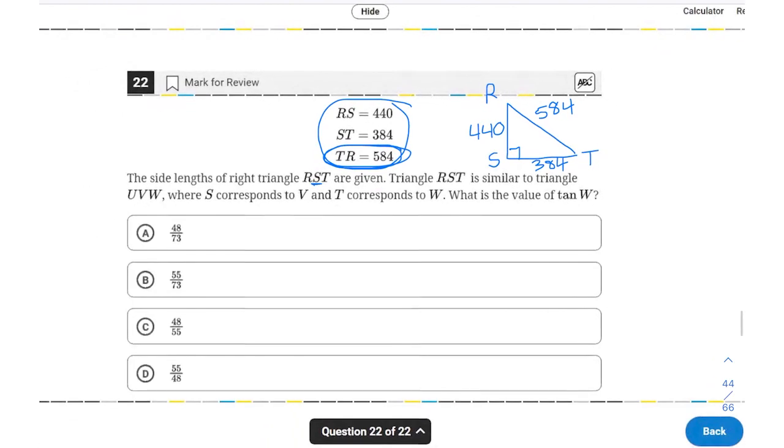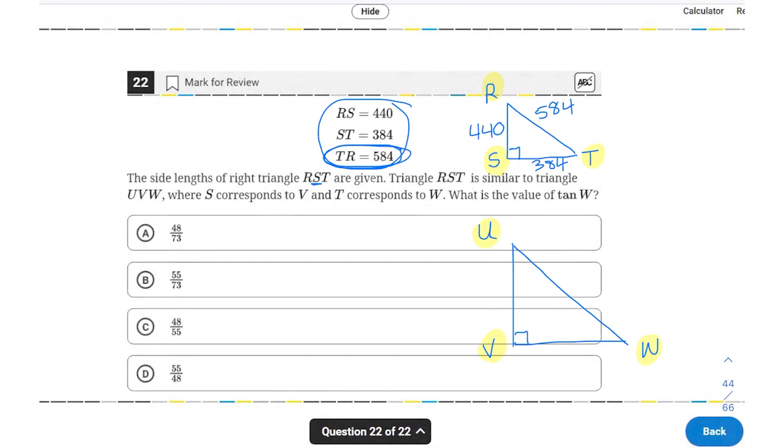Okay, now they say it's similar to this other triangle, UVW. And they tell us that S corresponds to V, T corresponds to W, and then U is our other angle, which is going to correspond to R. So since S corresponds to V and T corresponds to W, the other one has to correspond. That's how we match them up.